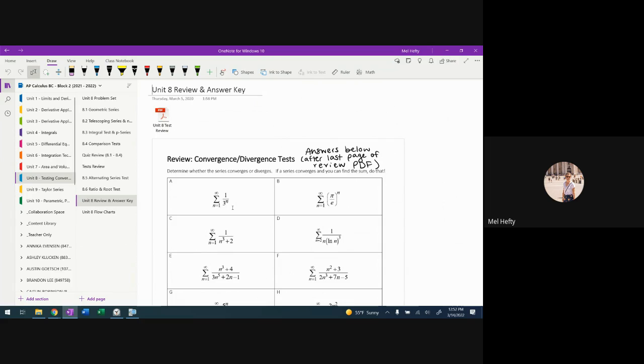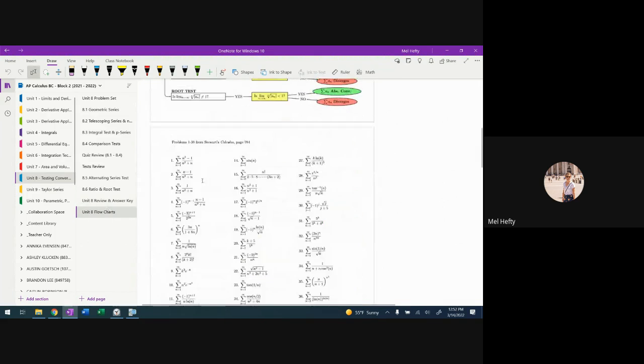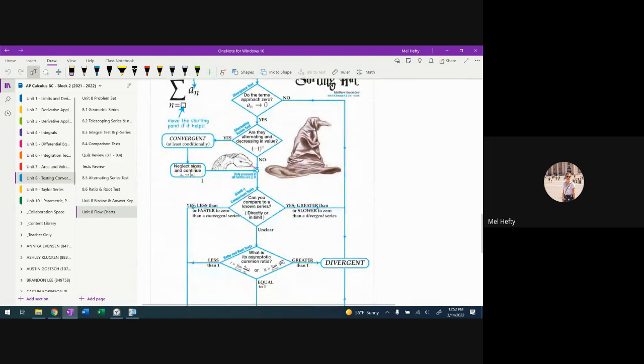If you want more practice for anything, I can certainly find some more. Again, these flow charts can be a little helpful if you're trying to decide what tests to use for what. Just ignore the Taylor series on this one. All right. Any other further questions before we roll?